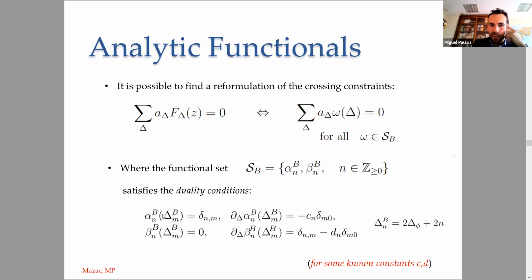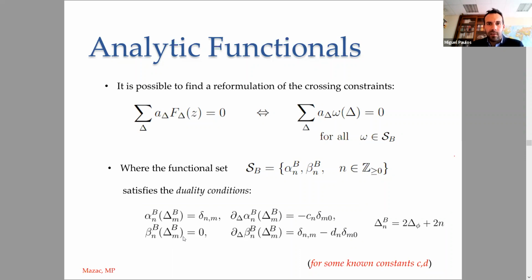So these alpha functionals have the property that when they act on the scaling dimensions appearing in the GFF solution, they are a Kronecker delta. When they act on the derivative, they just give 0 basically. And the beta functionals give 0 for all these deltas, and they are Kronecker deltas when they act on the derivatives.